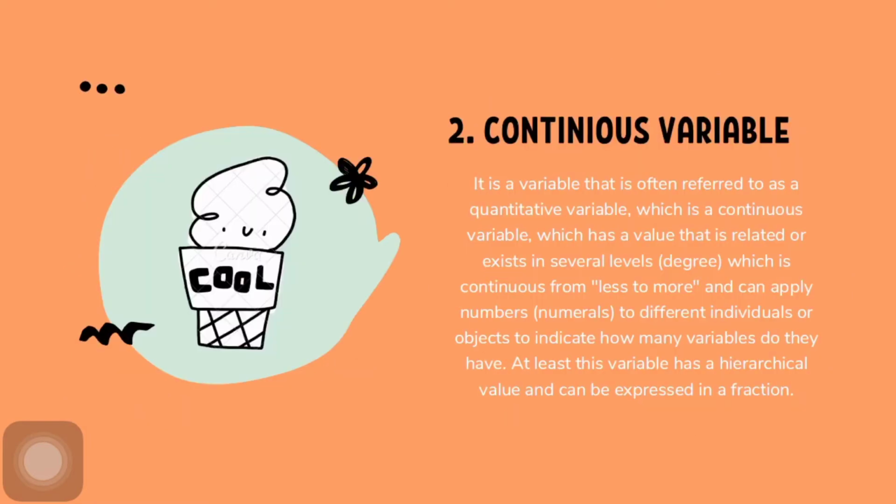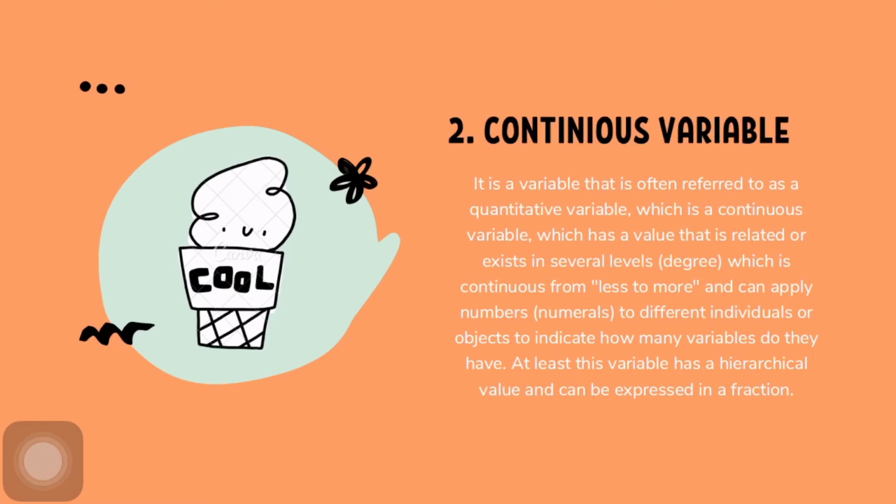Then a continuous variable. A continuous variable is a variable that is often referred to as a quantitative variable, which has a value that is related or exists in several levels, less to more, and can apply numbers or numerals to different individuals or objects to indicate how many variables do they have.